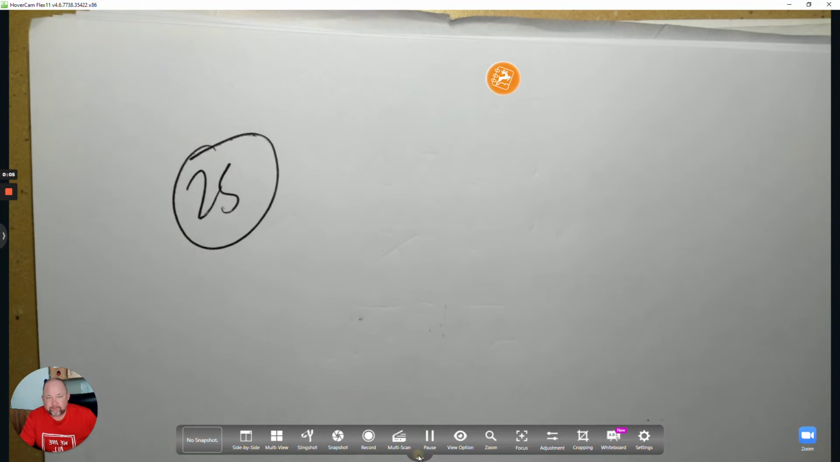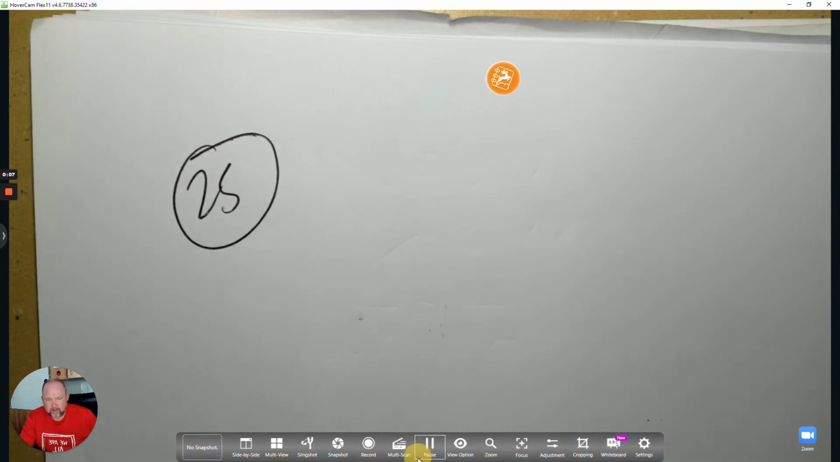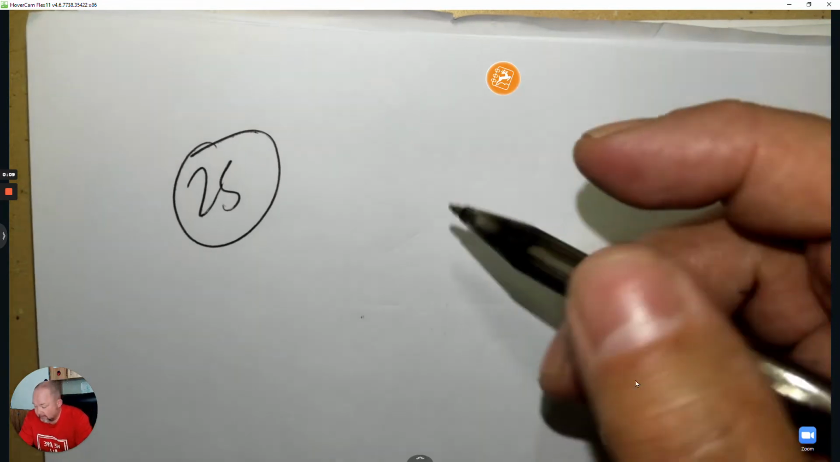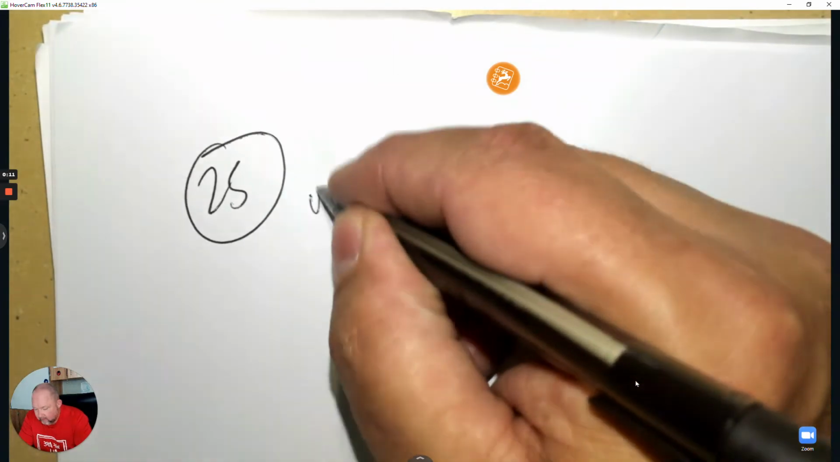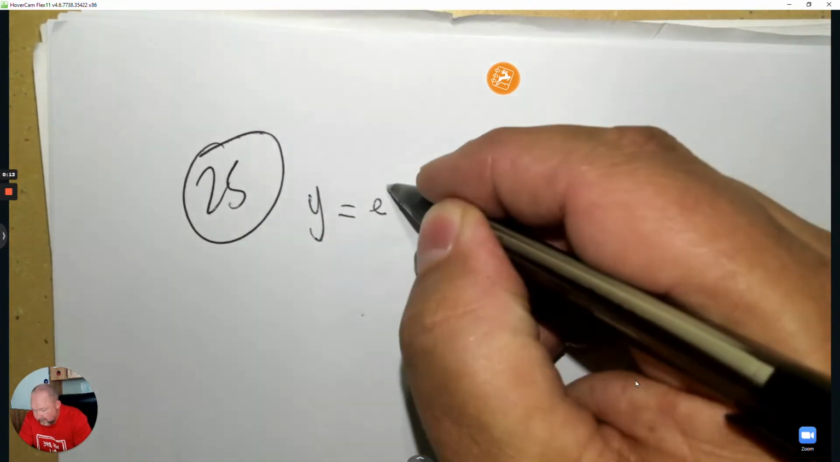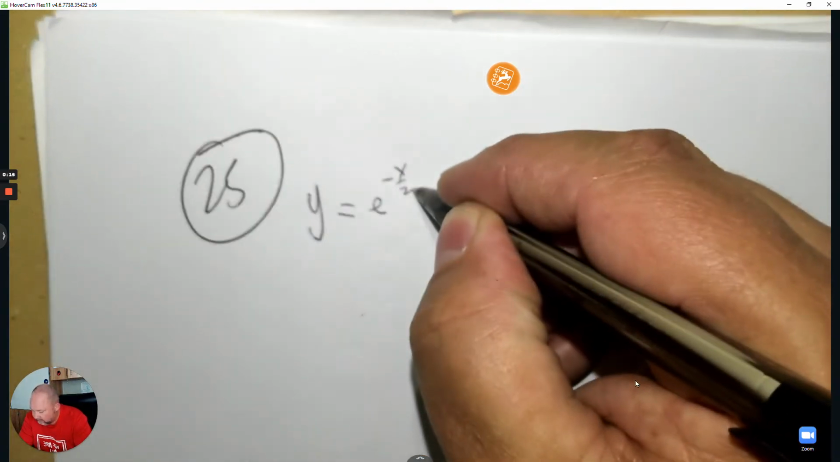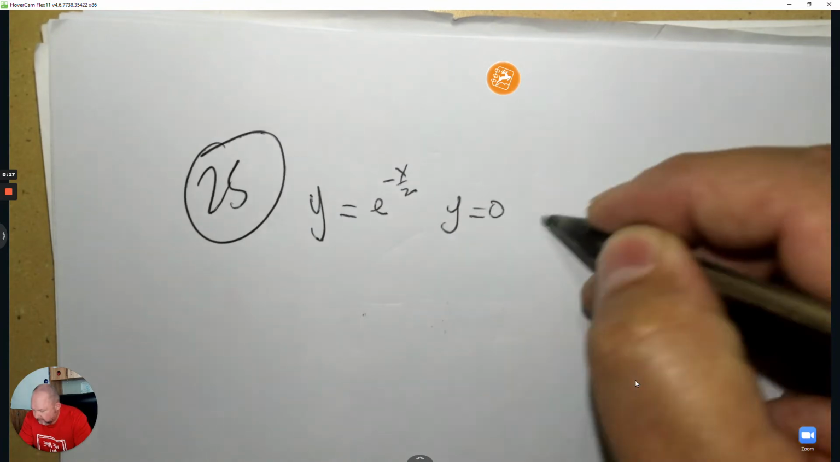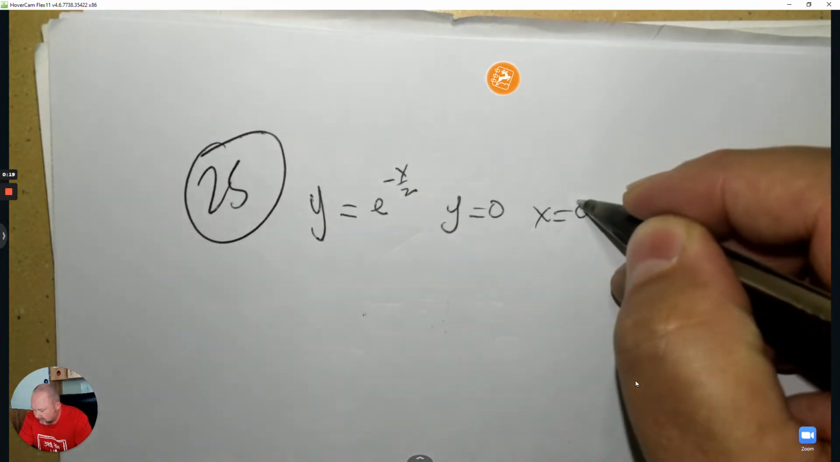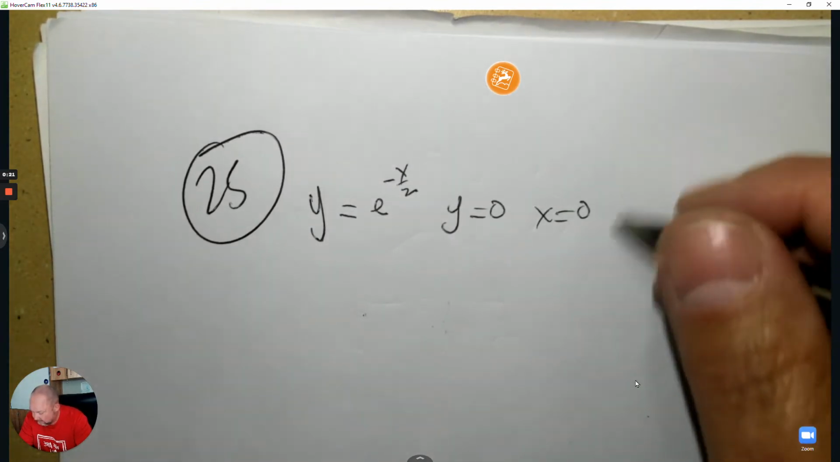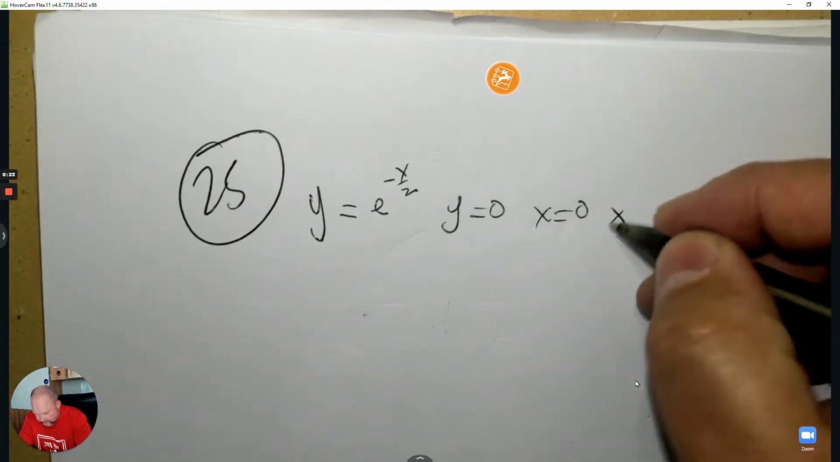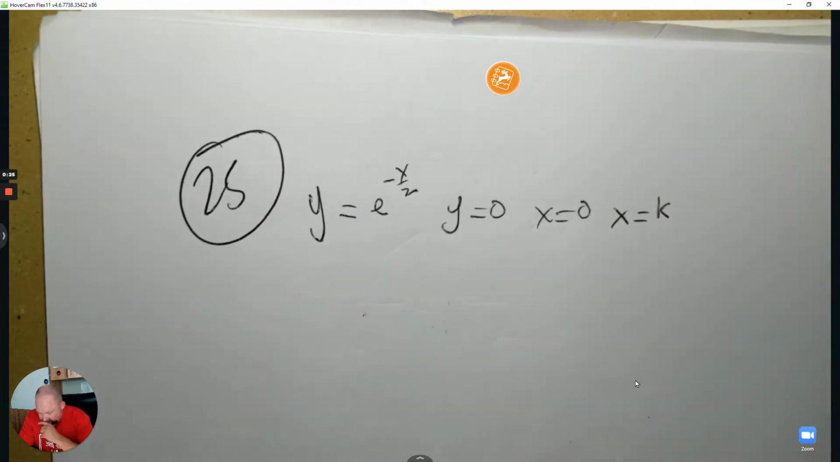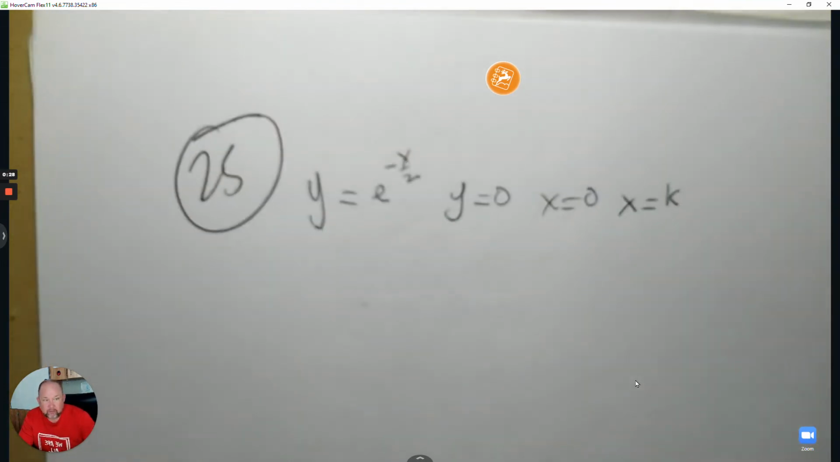Number 25. These are review questions. Y equals e to the negative x over 2, y equals 0, x equals 0, x equals k, where k is greater than 0.